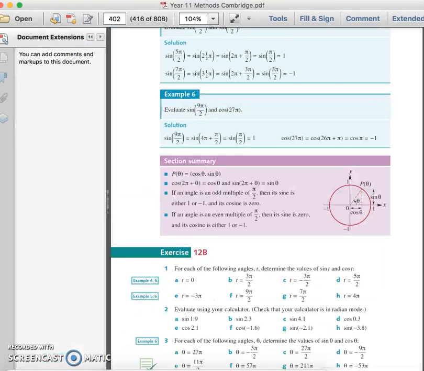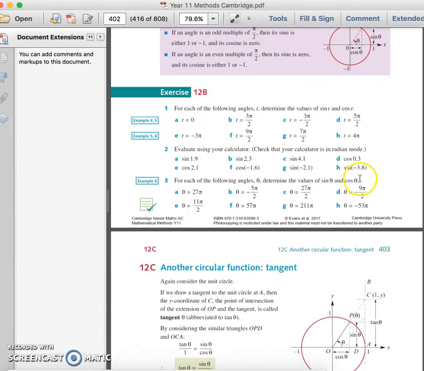So have a go at question 3 there, at seeing if you can take out lots of 2 pi. So remember, a full rotation is 2 pi's, okay, and that's the only thing that you can cancel down.